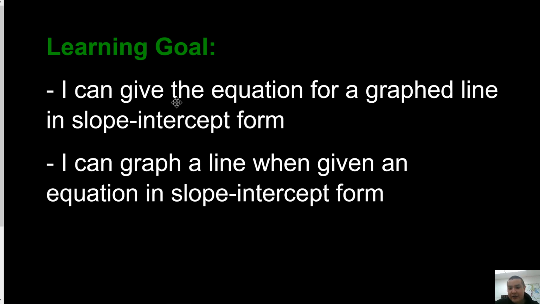Today's learning goal is: I can give the equation for a graphed line in slope-intercept form, and I can graph a line when given an equation in slope-intercept form. So we're going to be able to go back and forth between an equation and a graphed line. Let's go ahead and get started.